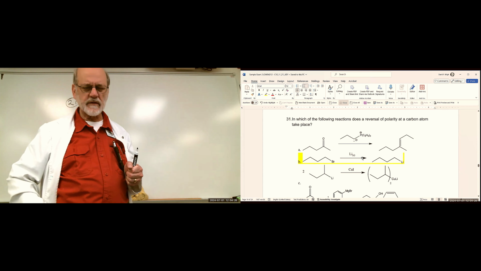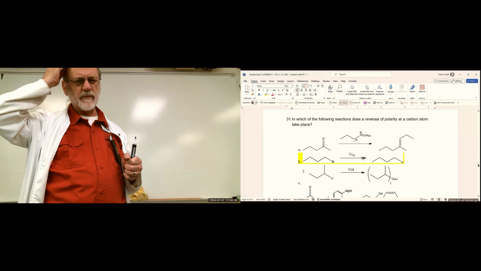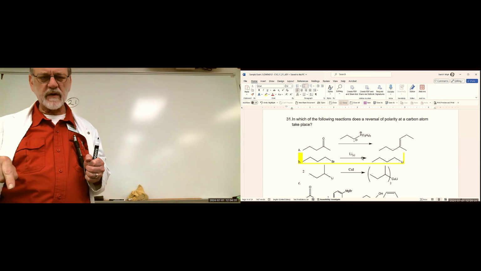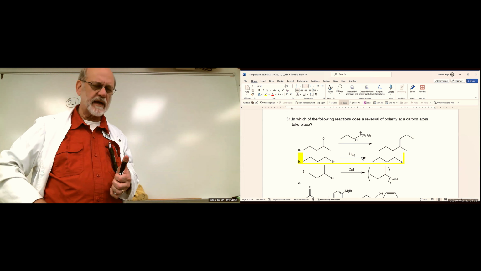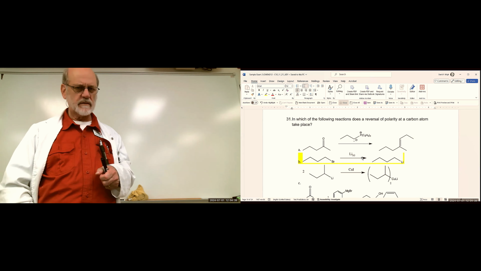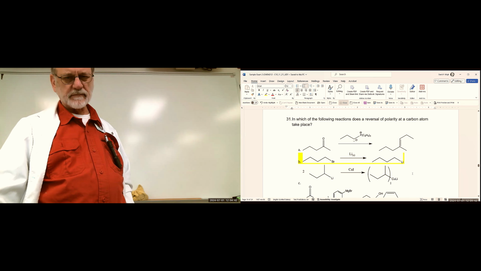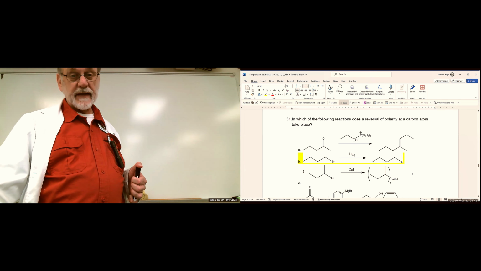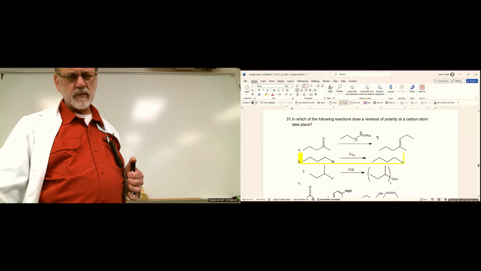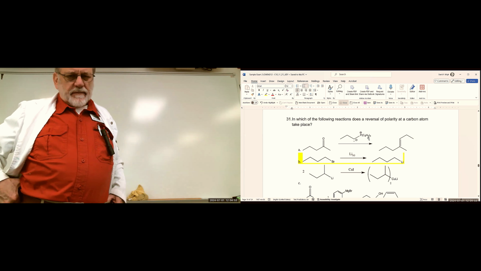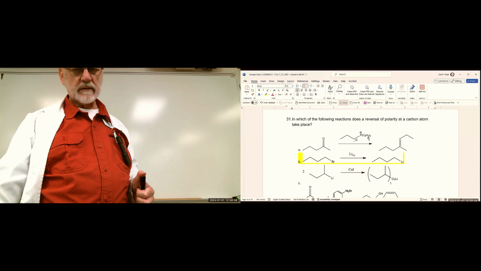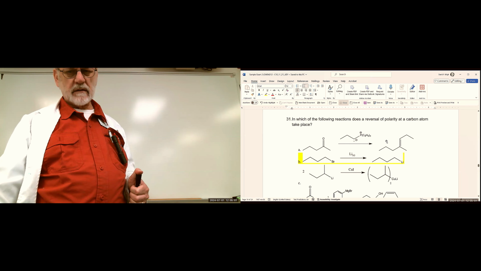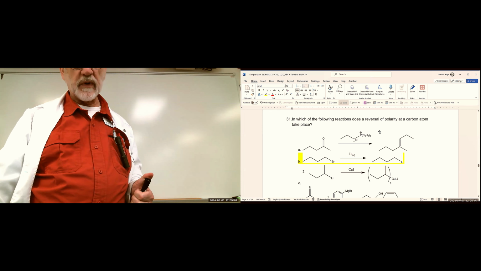Which of the following reactions does a reversal of polarity at a carbon atom take place? Reversal of polarity at a carbon atom. So it's either going from a carbanion to a carbocation or vice versa. All right. Well, let's see. In the first one, that group on the arrow is simply going to be a nucleophile. That's it. It's not going to reverse its polarity.